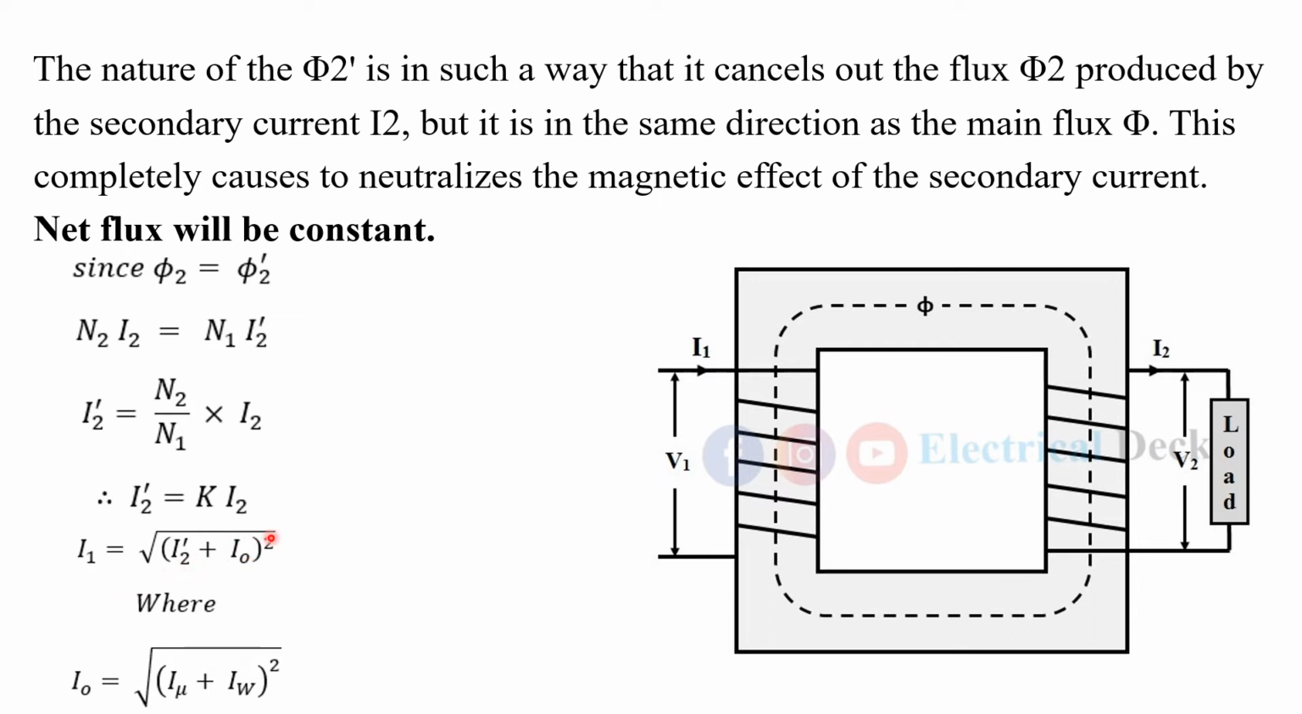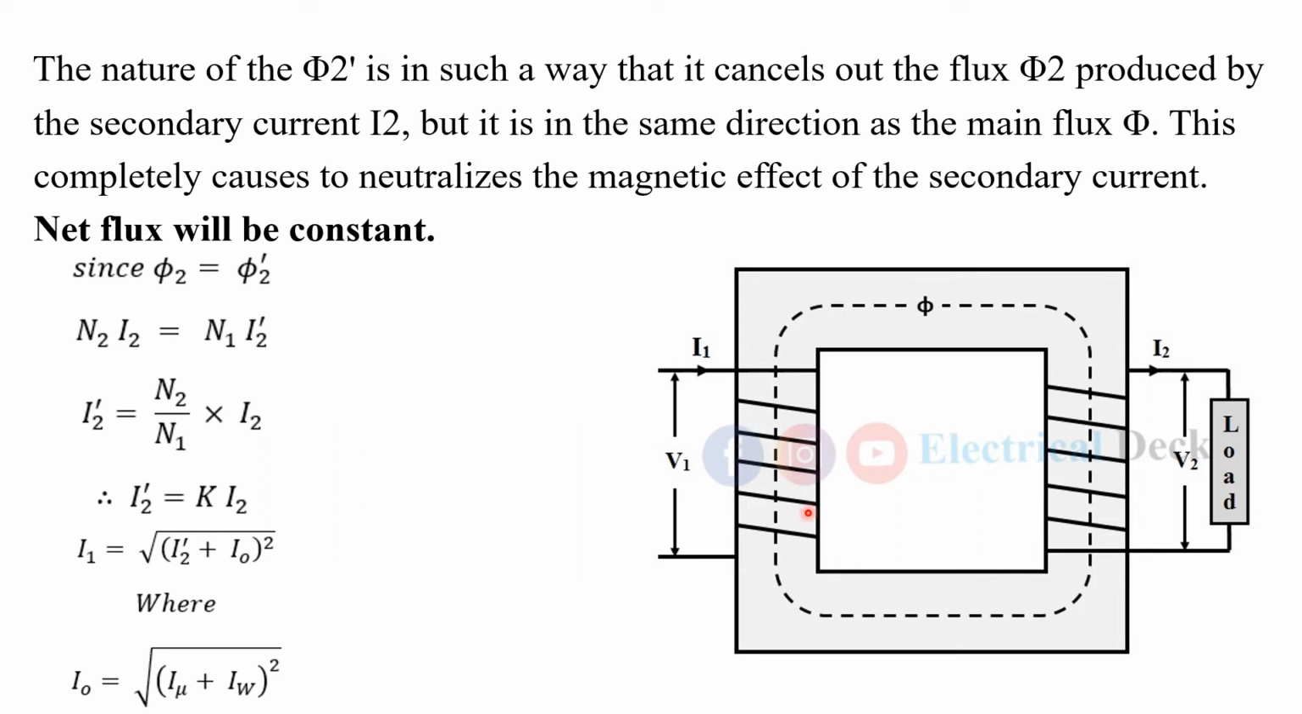So I1 will be equal to the square root of (I2 dash plus I0) the whole square, where I0 is nothing but the square root of I mu squared plus IW squared. That means the magnetizing component and the working component. I mu is equal to I0 sin phi 0, and IW, the working component, is equal to I0 cos phi 0. We have already seen these components in detail in the previous video. Okay, and this is the behavior of the transformer under load condition.